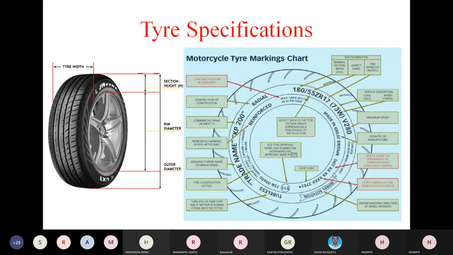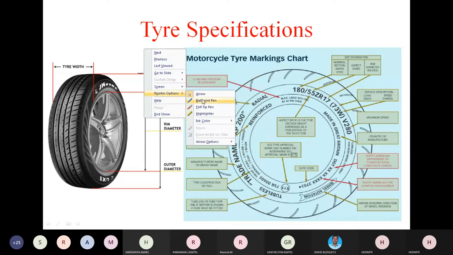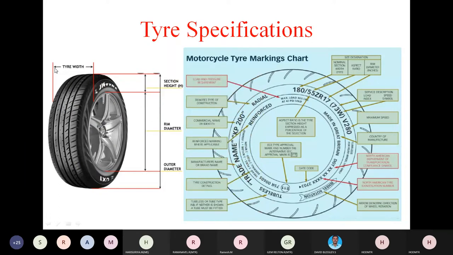Okay, so this is the tire width, the main important parameter, and another is the tire section height. The section height is mentioned here. So this is the tire width. This is the section height. Okay. This is the outer diameter of the tire. Inside the tire, there will be one inner hole. The size of the inner hole is the rim diameter. Up to this, there will be the rim diameter.